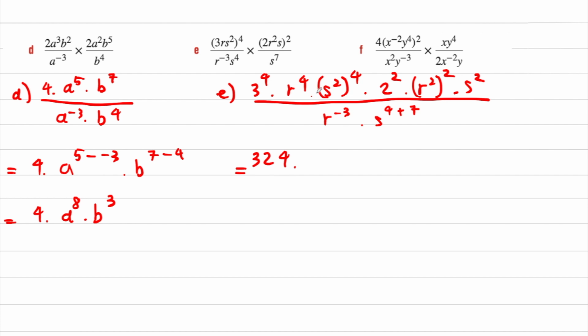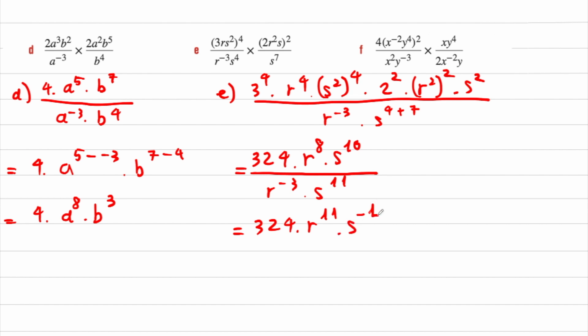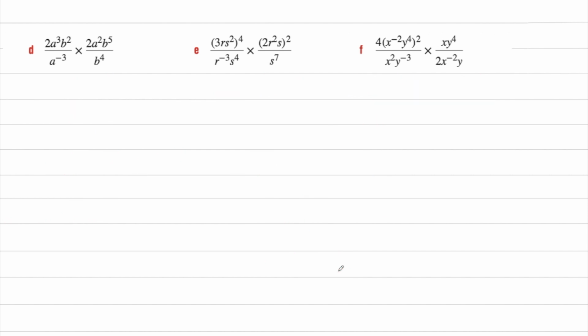324. About r, you got r to the power of 8. And for this, you got s to the power of 10, r to the power of minus 3, and s to the power of 11, and then r to the power of 11 and s to the power of minus 1. So I should change this to become here over s. Question E we finish. How about question F?